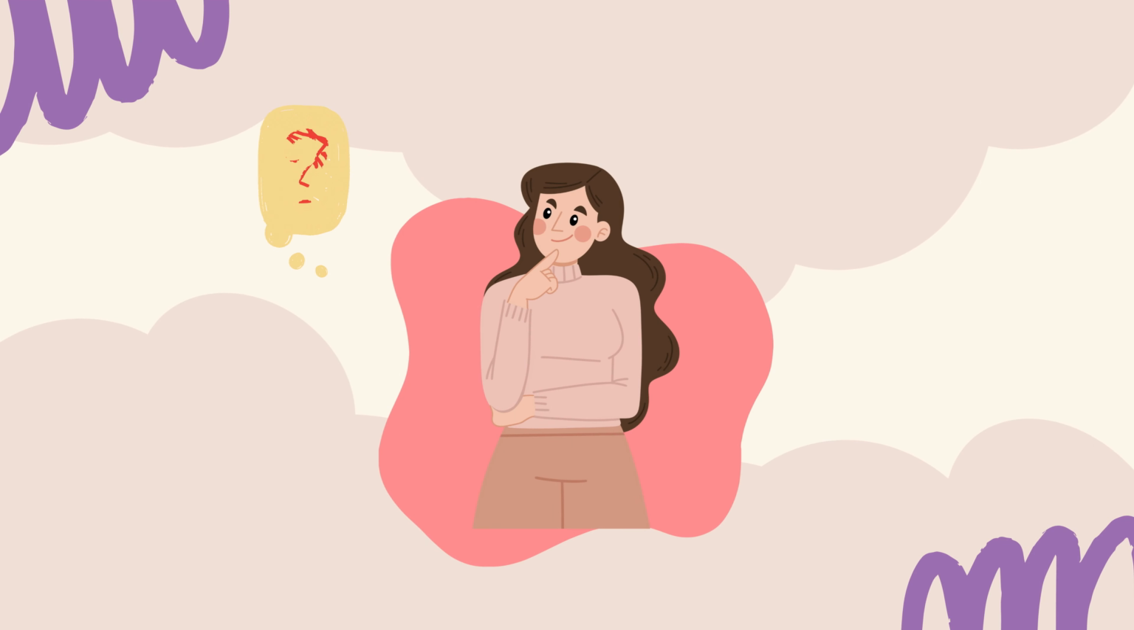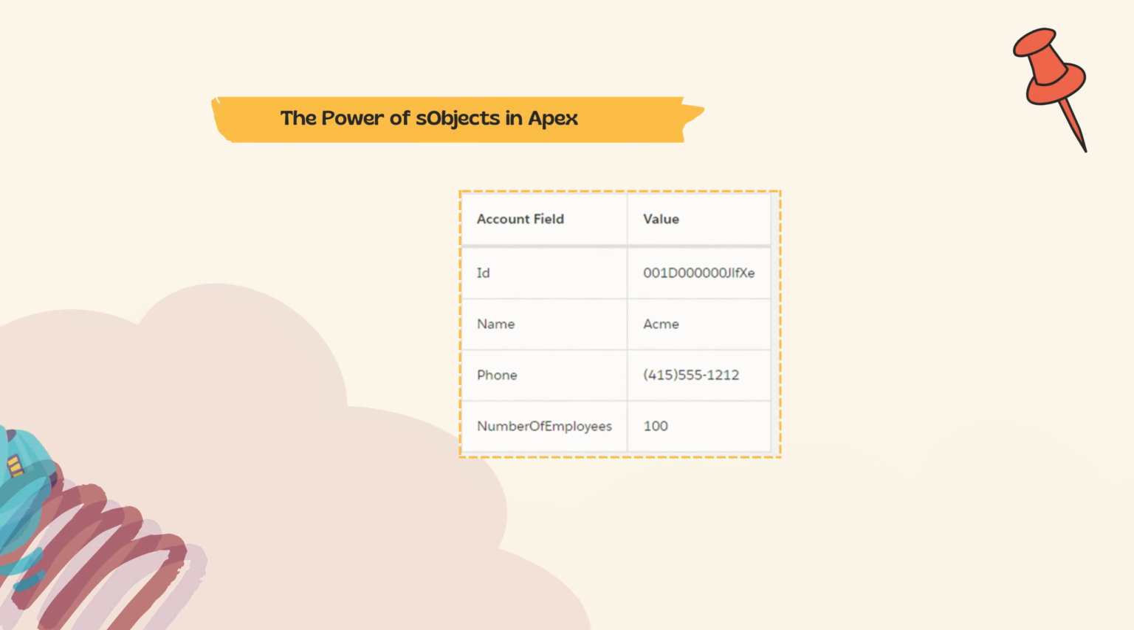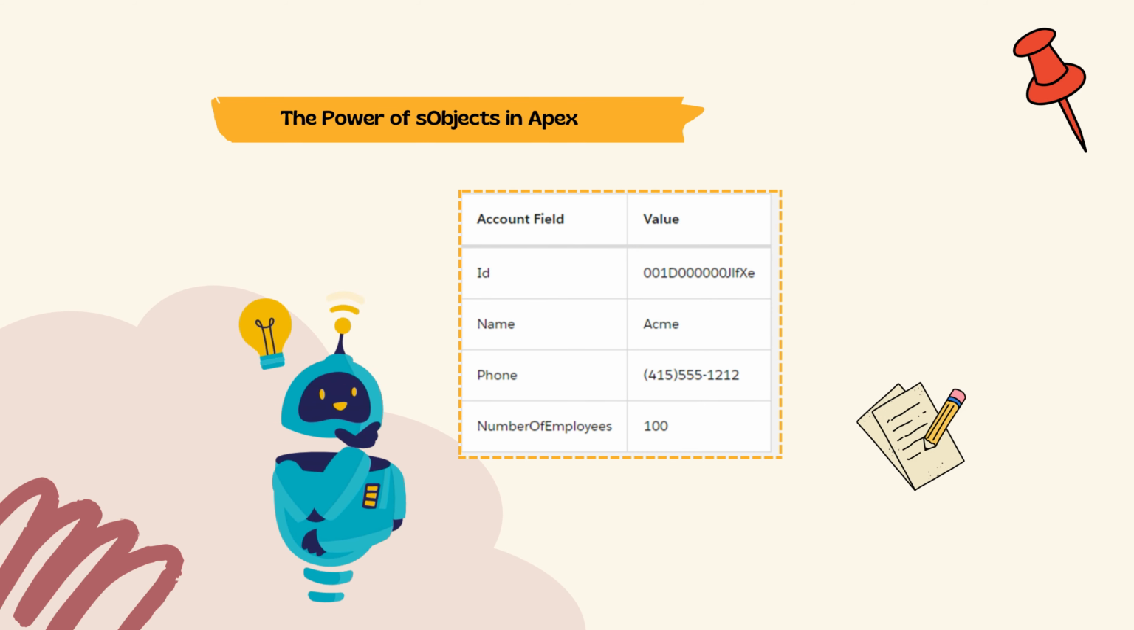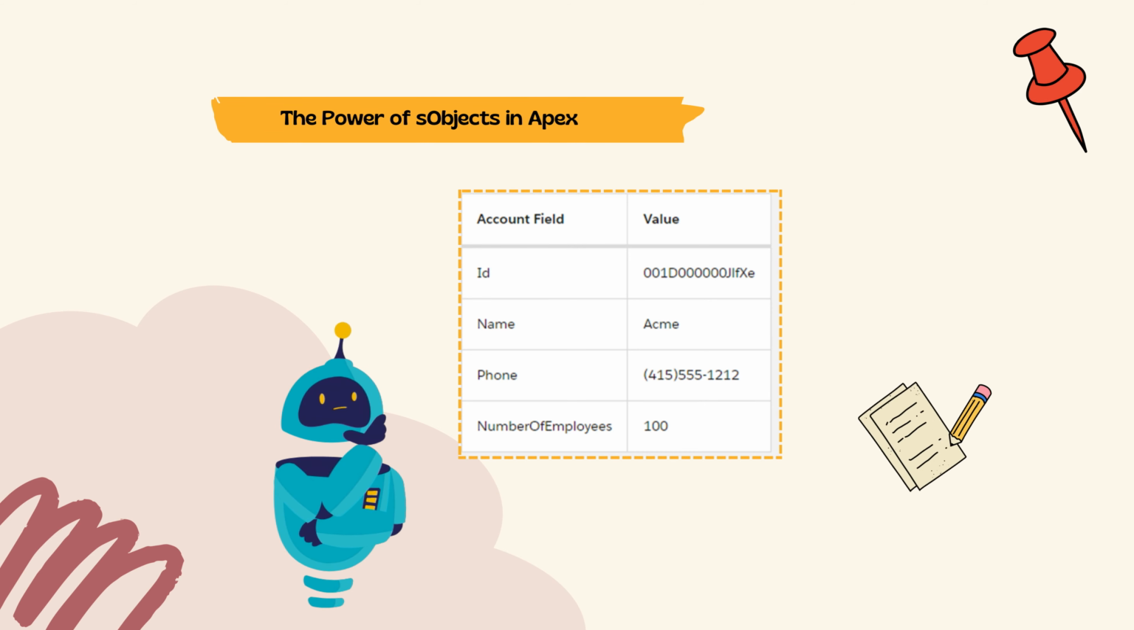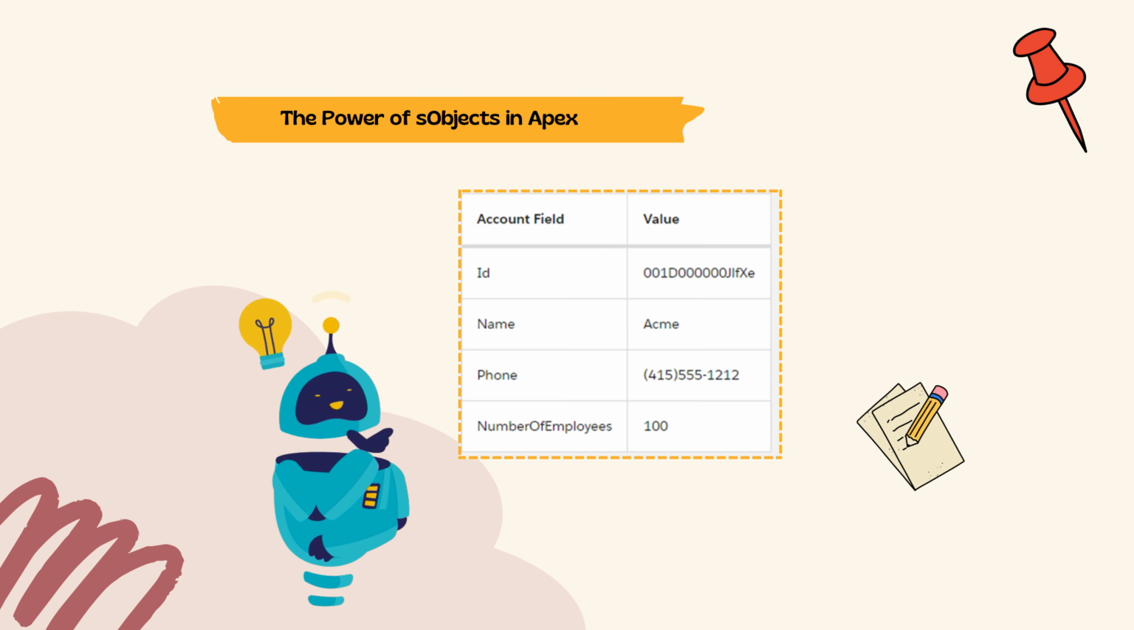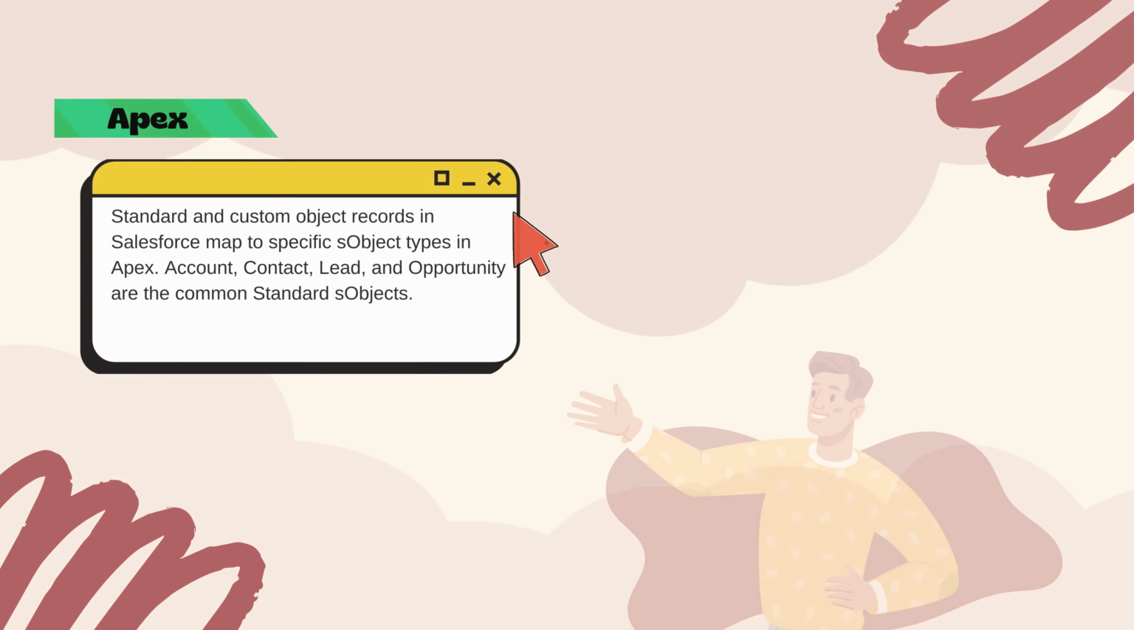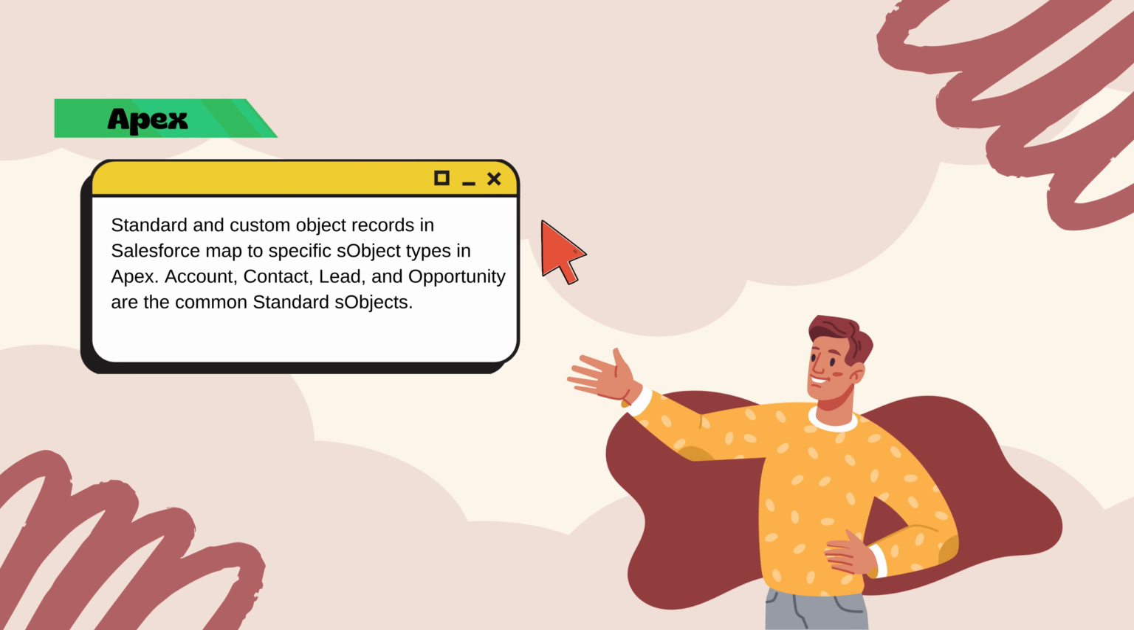Apex's seamless integration with the Salesforce database allows us to directly access Salesforce records and their fields. In Apex, every record is represented as an sObject. For instance, the Acme account record corresponds to an account sObject in Apex, providing direct access to view and modify fields. Standard and custom object records in Salesforce map to specific sObject types in Apex.